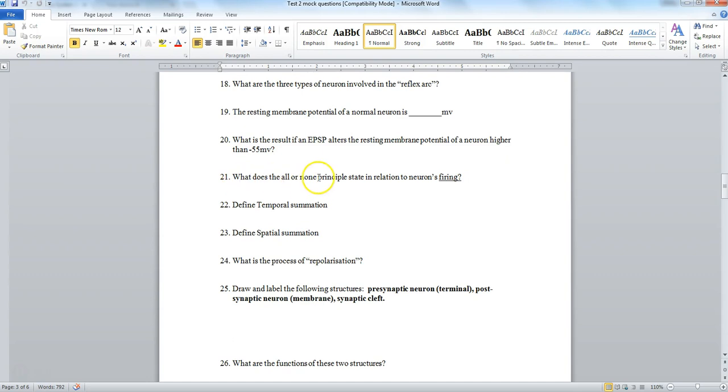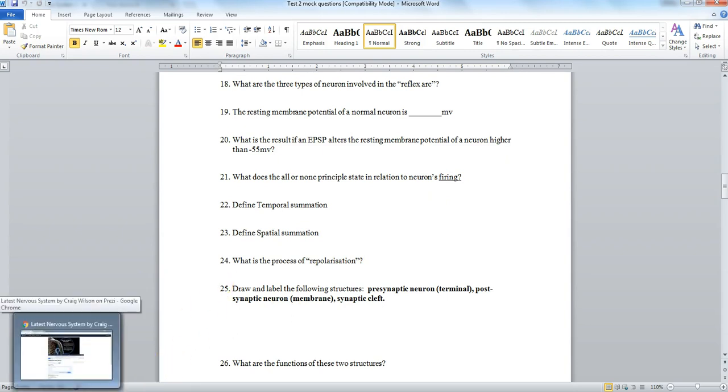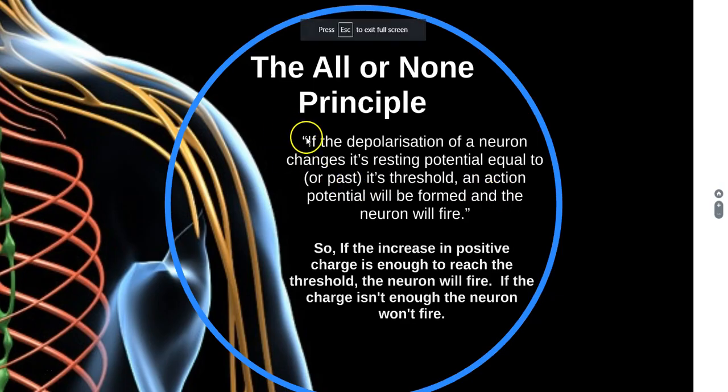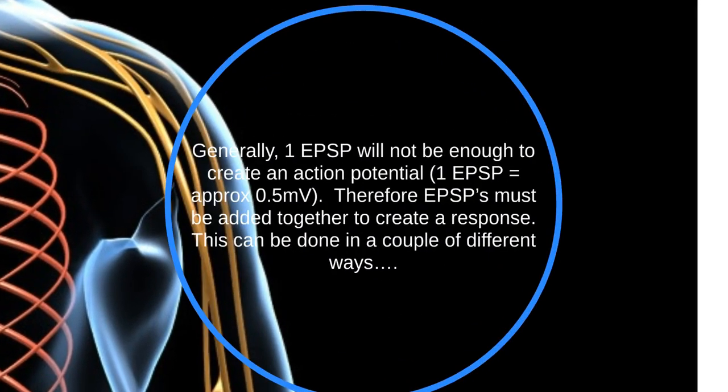And finally, what does the all or none principle state in relation to a neuron's firing? It states what we had on the other slide there, and I'll just bring that back and you can fill this in, number 21, as we go back to this. Show you what to write in here. If we could write down, if the depolarization of a neuron reaches the threshold, the neuron will fire. I'll read it again. If the depolarization of a neuron reaches its threshold, then the neuron will fire. And that is essentially the all or none principle.